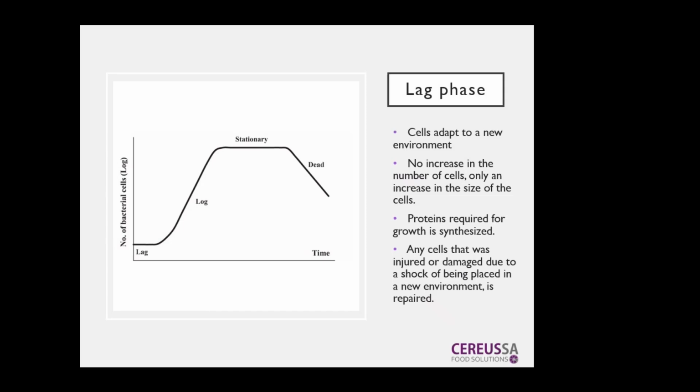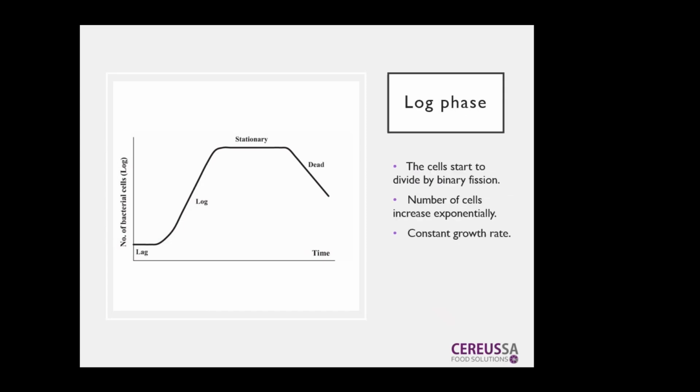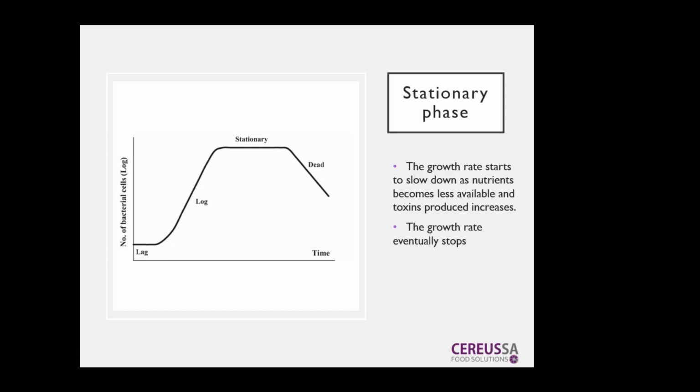After the lag phase, you will see that there's a sharp increase in the number of bacteria cells. We call this the log phase or the exponential phase. This is where cells start to divide by binary fission. The number of cells increases exponentially, and there's a constant increase in growth. This is called the log phase. During the stationary phase, the growth rate starts to slow down until it becomes almost static.